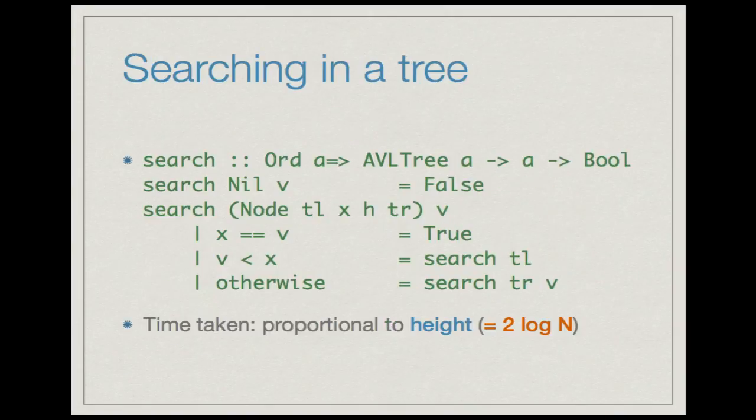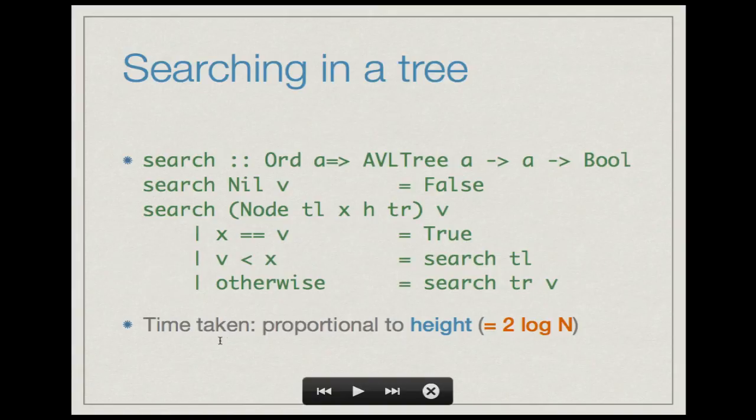Now let us consider the key functions on an AVL tree, namely search, insert and delete. Search is as usual. Search of nil v is false. Search of node tl x h tr, we are searching for a value v in a tree given by this pattern. If x is the same as v, then you return true. If v is smaller than x, then you have to descend down the left subtree, so you do a search tl v. Otherwise, you do a search tr v.